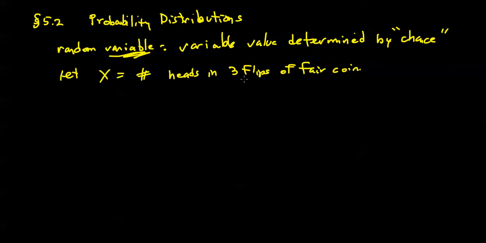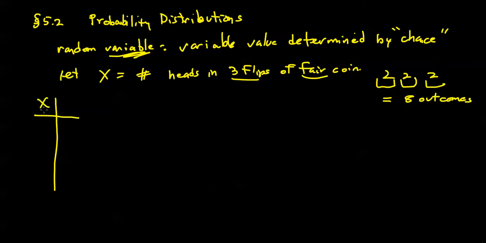Alright, as we know, if you're talking about 3 flips of a fair coin, well, I've got 3 trials with 2 outcomes per trial, 2 times 2 times 2, so I'm going to get a total of 8 outcomes, allowing any coin to be of any flip and in any order. Alright, the possible values for x I'm going to list here in a table. X could be 0 heads, 1 head, 2 heads, or 3 heads. And each of these values of x will occur with different probabilities.